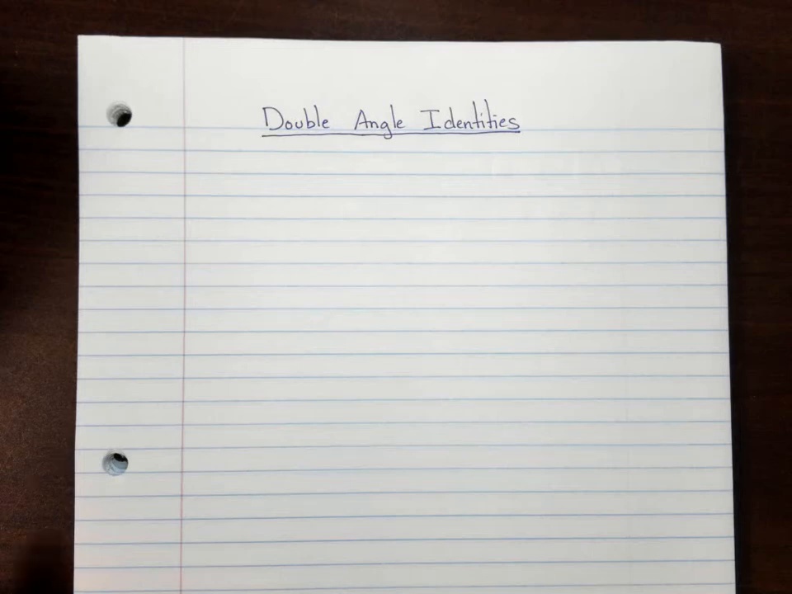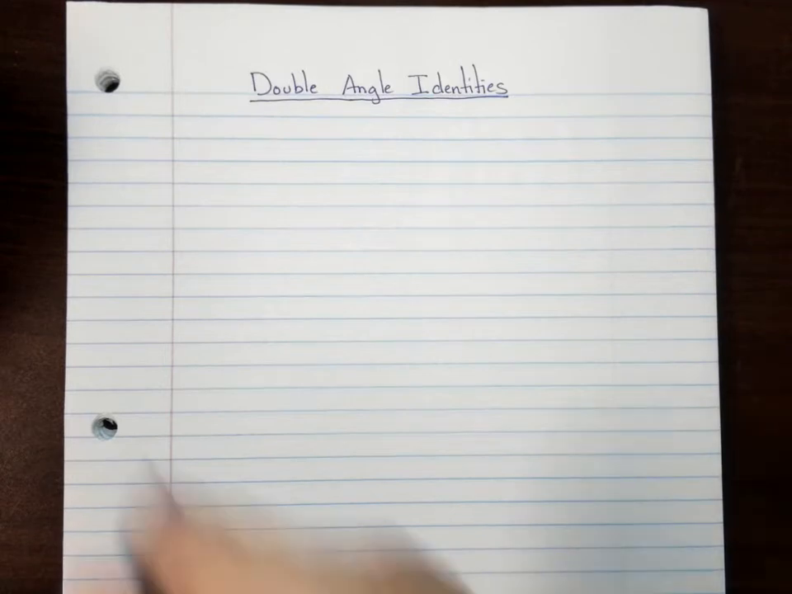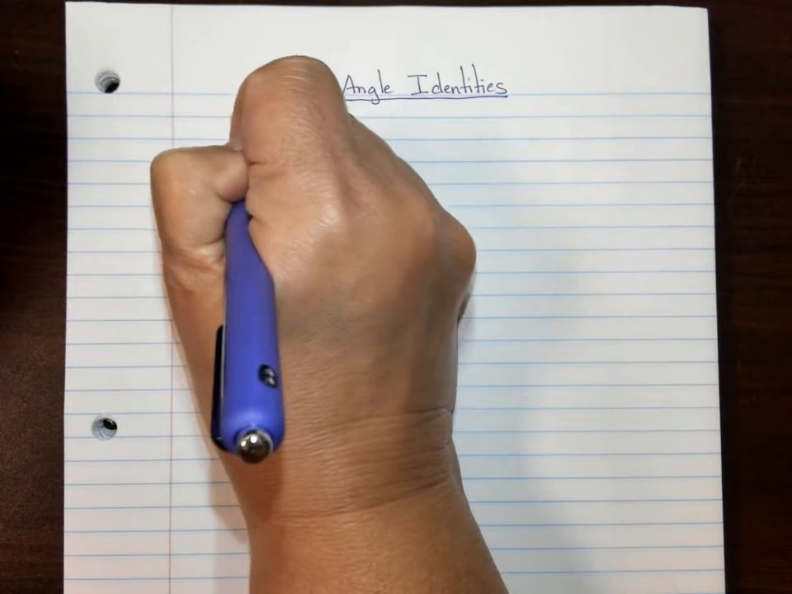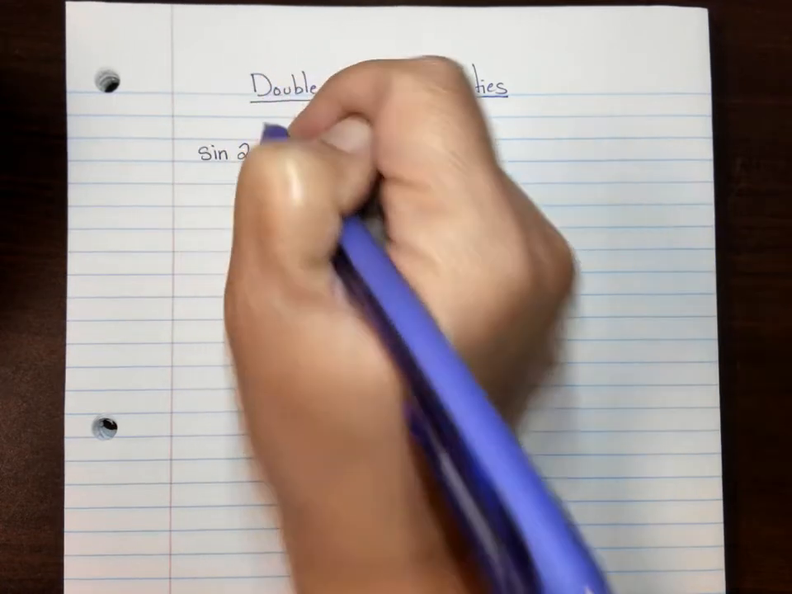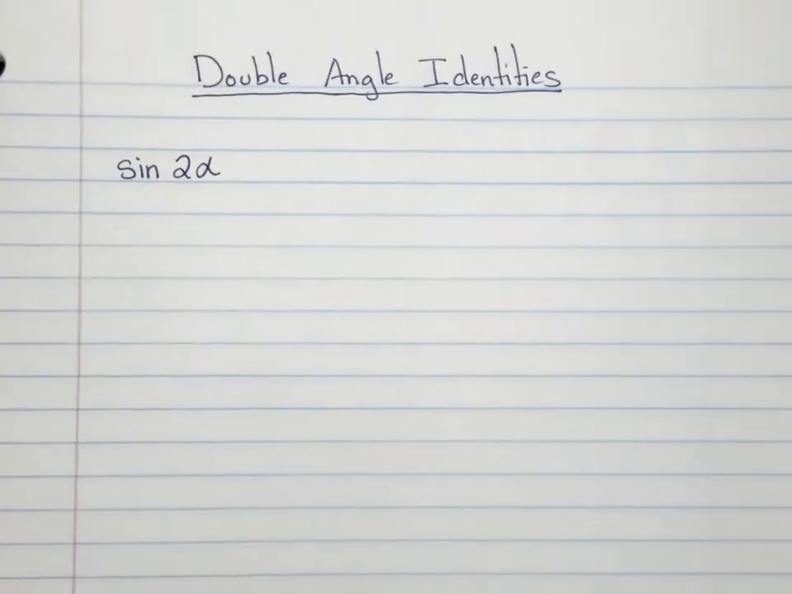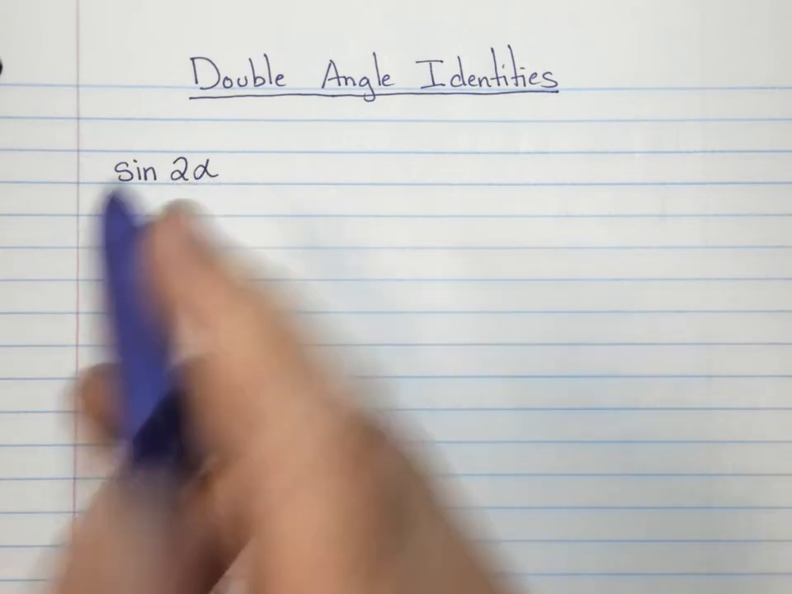Discover how these double angle identities come into being. So we are going to start with sine. By a double angle identity, what does that even mean? It means something like sine of 2 alpha. So it is a double angle because the angle alpha is doubled.